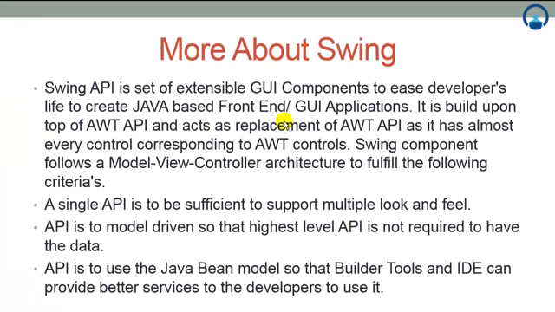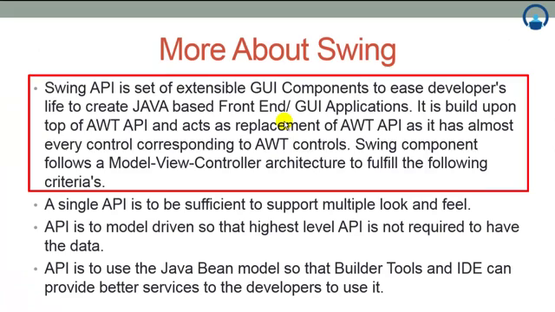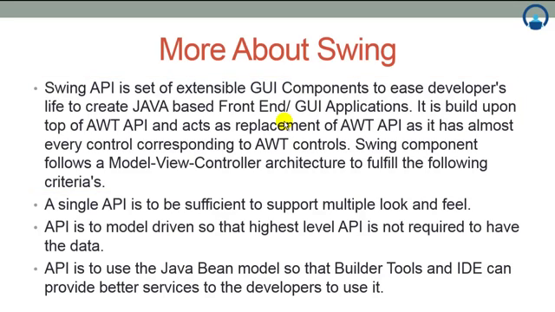Now we'll be discussing something more about Swing. The Swing API is a set of extensible GUI components to ease developers' life to create Java-based front-end GUI applications. It is built on top of the AWT API. AWT is the Abstract Window Toolkit, and Swing is also an API that acts as a replacement of the AWT API, as it has almost every control corresponding to AWT controls.